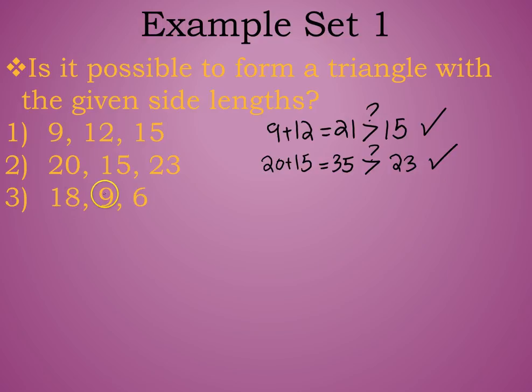For this one, we have 18, 9, and 6. So 9 and 6 are my two smaller sides. We add 9 plus 6, we get 15. And again, is that greater than your third side? Nope. So this is not a triangle.